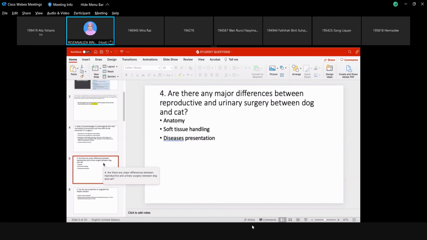There are major differences in terms of anatomy, in terms of soft tissue handling, and of course in terms of disease presentation. For example, prostatic diseases are more commonly presented in dogs, and actually I have never encountered a cat with a prostate disease. Urolithiasis and nephrolithiasis are more commonly presented in cats, and much less in dogs. So I'm not sure what you want this question to be about, whether from the anatomy point of view or disease presentation.